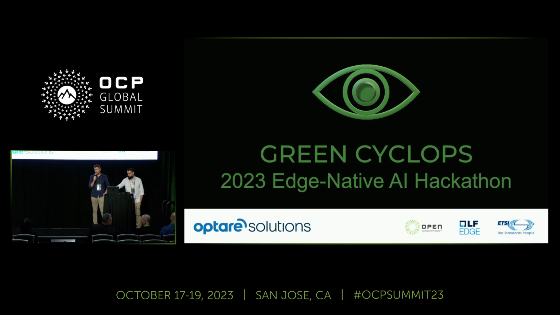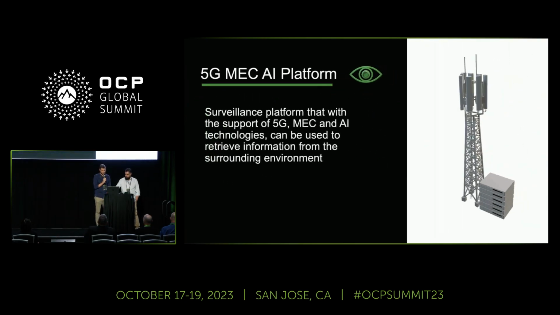Green Cyclops is a computer vision platform that, with the support of 5G, edge computing, and artificial intelligence, can retrieve information from the surrounding environment, analyze it, and take decisions and perform actions related to natural environment surveillance and smart agriculture management.